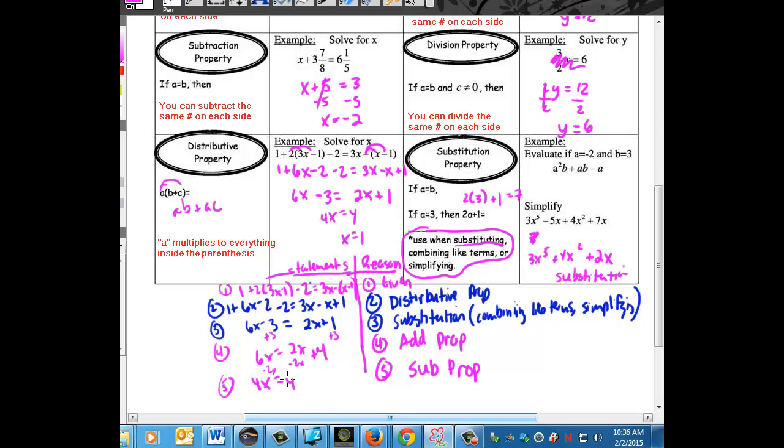Alright, then let's divide each side by 4. So if I divide each side by 4, statement 6 is going to say x is equal to 1. And what allowed me to do that? The division property. Now I'm finished from here because I have x is equal to 1. We just did our first proof, even though this was an algebra proof.